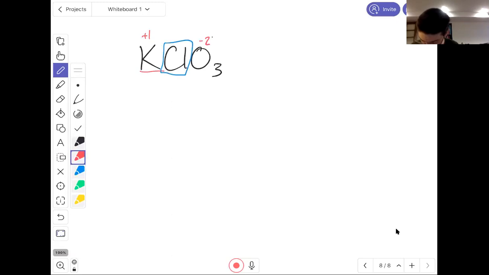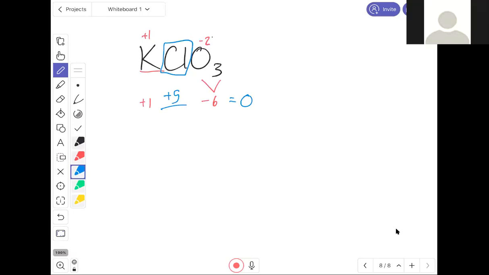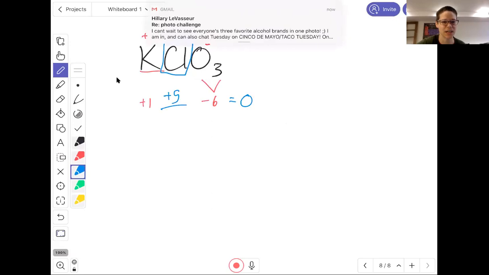Do you remember I was like, okay, so I've got 3 of these -2s, which is a total of -6, and I've got a +1. So what does this have to be for all of that to equal 0? +5. And that's how we did that. Does that seem familiar? Yes. Okay. It's not too hard. It's just we haven't done it in a minute.